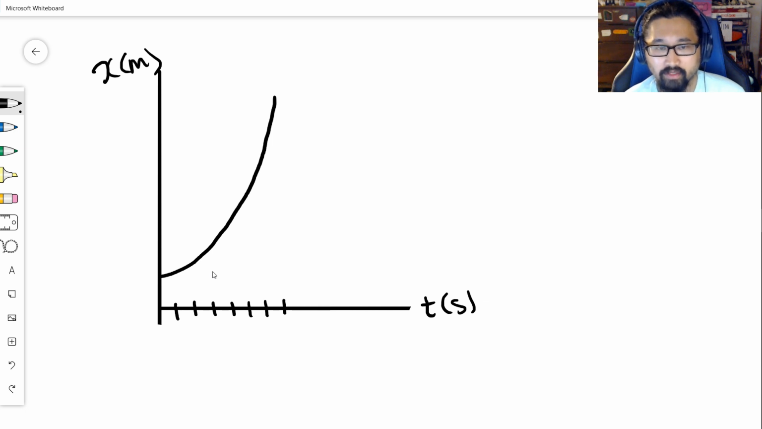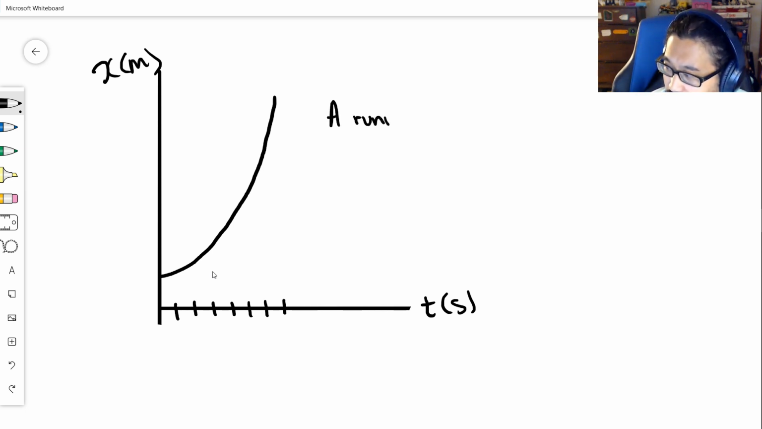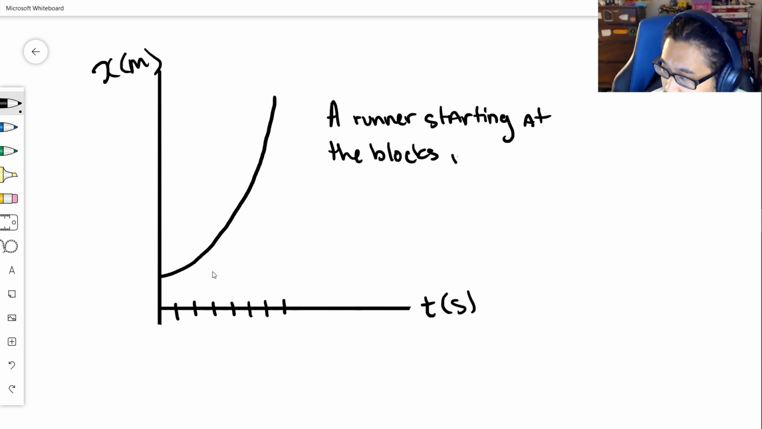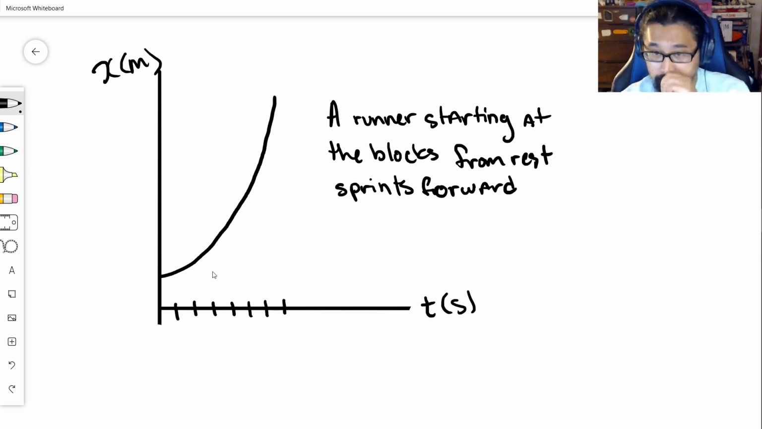And a situation that might go with this might be something like a runner starting at the blocks from rest sprints forward. A runner starting at the blocks from rest sprints forward.